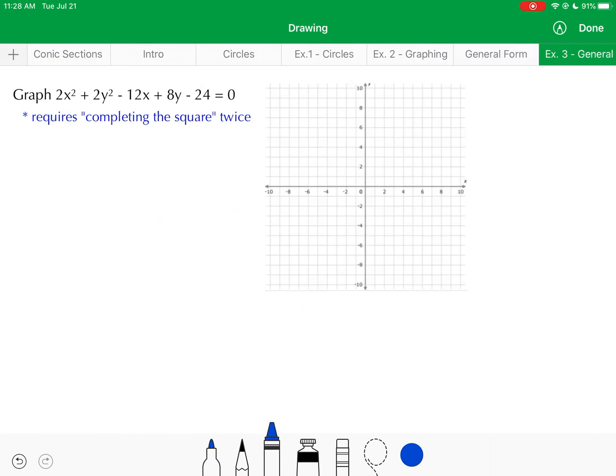All right. So what if we are asked to graph an equation that's in this form? Well, it's really challenging to do. In order to graph it, we're actually going to want to put it back into the standard form, and that's going to require completing the square, okay? And we're actually going to have to complete the square 2 times here.